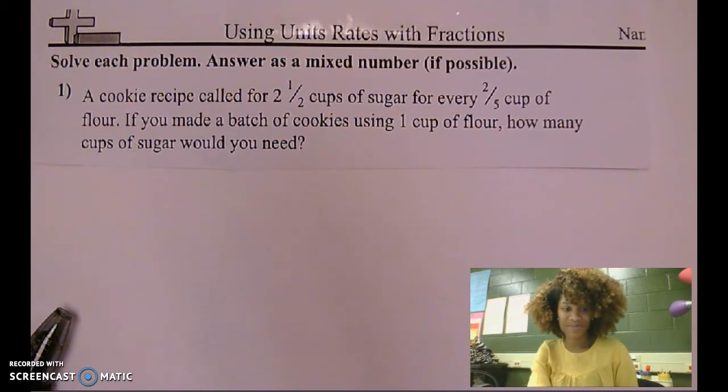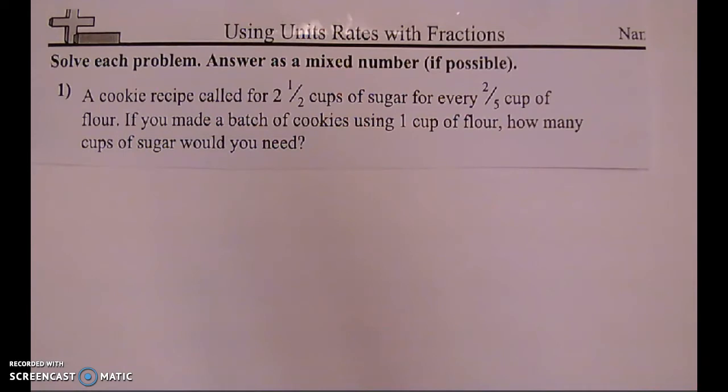Let's get started. So the problem says a cookie recipe called for 2½ cups of sugar for every 2/5 cup of flour. If you make a batch of cookies using 1 cup of flour, how many cups of sugar would you need? So to start off, we're going to reference our notes on how to solve unit rates.